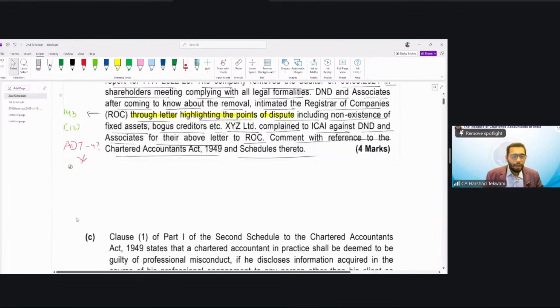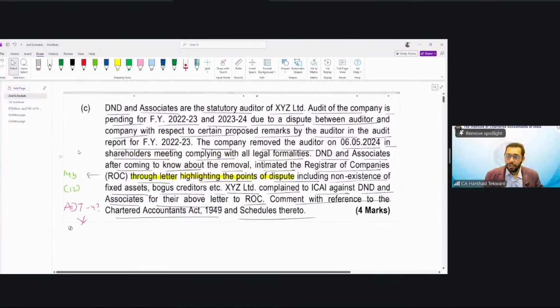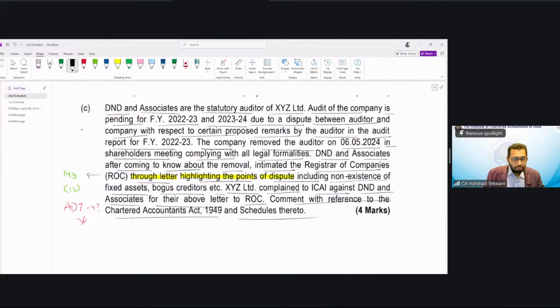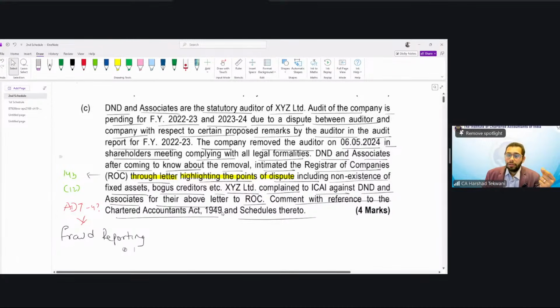Now, if this is not the fraud reporting, then what will this kind of reporting be? Is it a voluntary or a mandatory reporting? That is something we need to understand. Here, there was no letter, communication or requirement from the side of the ROC to report this. And the reporting which is done is for the purpose of disputed matters.